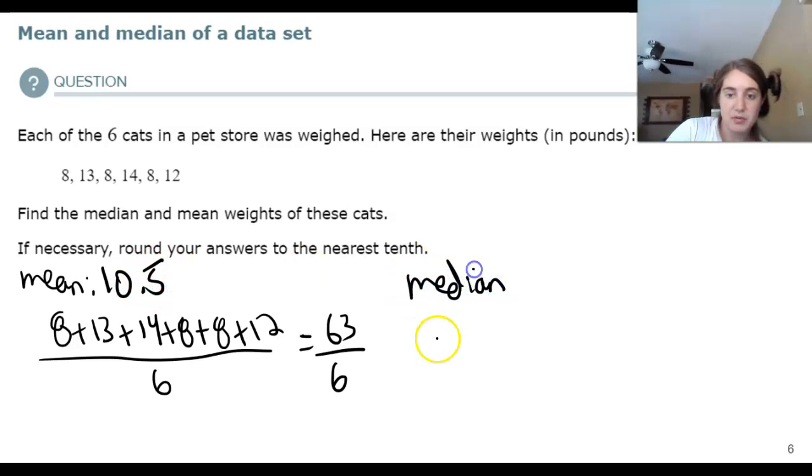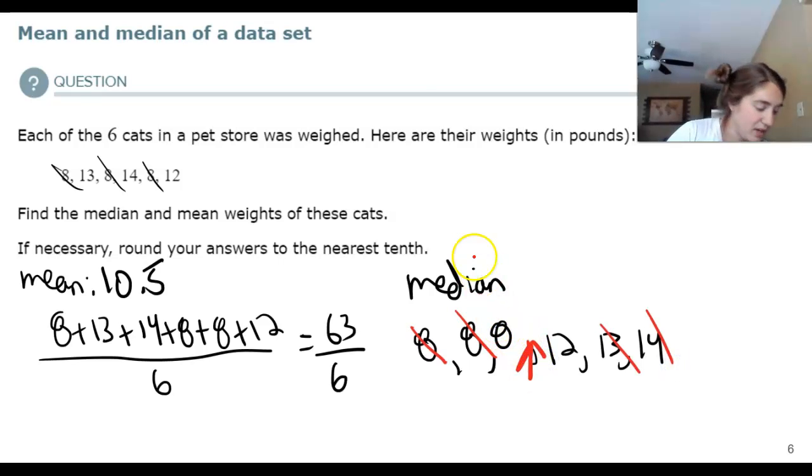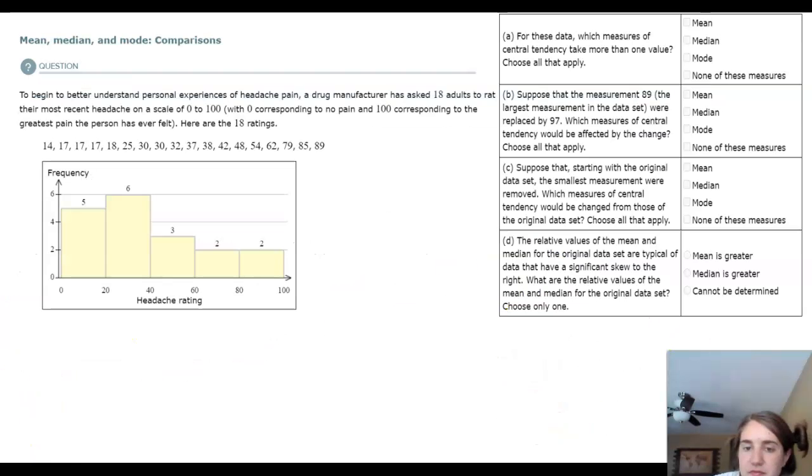Median, I'm going to put all these in order: 8, 8, 8. I have to mark them off as I go. 8, 8, 8, 12, 13, 14. So to find the middle, I need the middle of 8 and 12. So the median is 10.